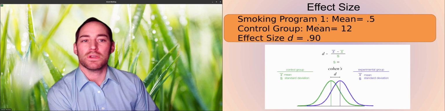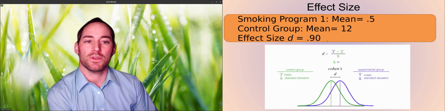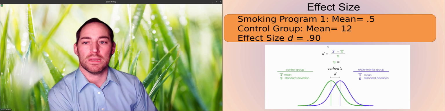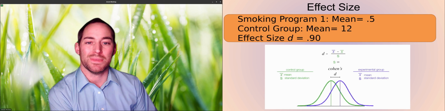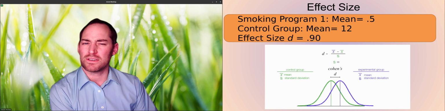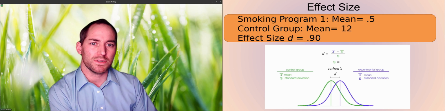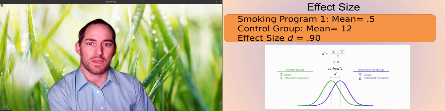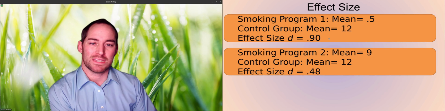Let's say we are doing a smoking program. We want people to stop smoking. The smoking program's mean is 0.5. The control group has a mean of 12. The actual calculations, the effect size, actually I can't remember offhand. I think I might have just made up these numbers rather than actually calculated them. But let's say this is the effect size of 0.9, just to give you a sense.